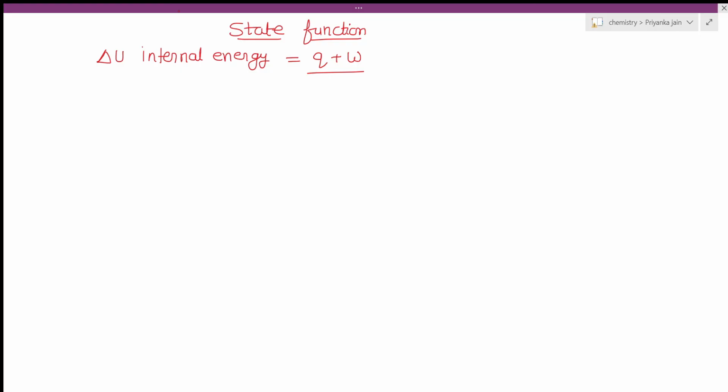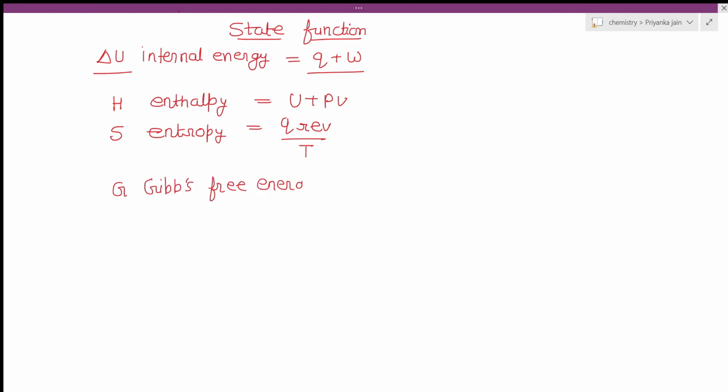First state function may be internal energy, second is enthalpy. This is also a state function, and its formula is H is equal to U plus PV. Third is S, entropy, and for this the formula is Q reversible divided by absolute temperature. Next state function is G, Gibbs free energy, given by G is equal to H minus TS. Next is A, called Helmholtz free energy, given by U minus TS. This is also called work function.